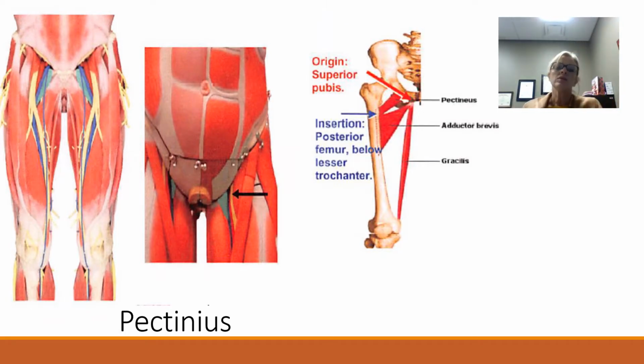All right, so here we have the pectineus. This is medial to the psoas or iliopsoas. It is a smaller triangular shaped muscle. It travels from the pubis to the lesser trochanter of the femur. The origin is going to be the superior pubis, and the insertion is going to be the posterior femur just below the lesser trochanter. The action is to flex or bend and adduct, which means pull medially, the thigh.